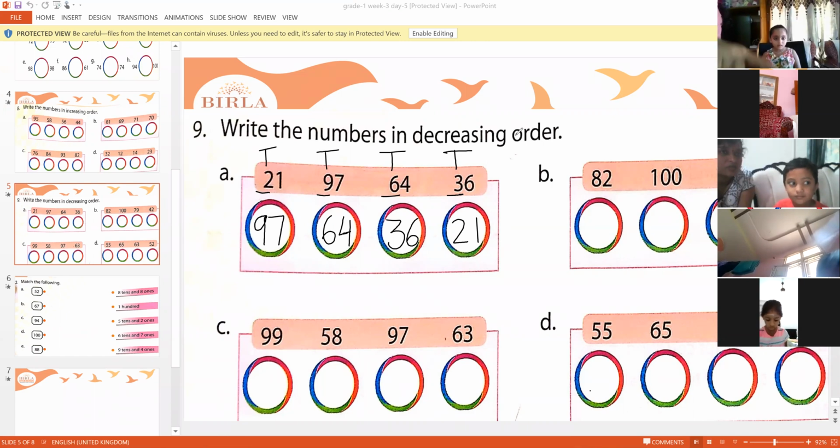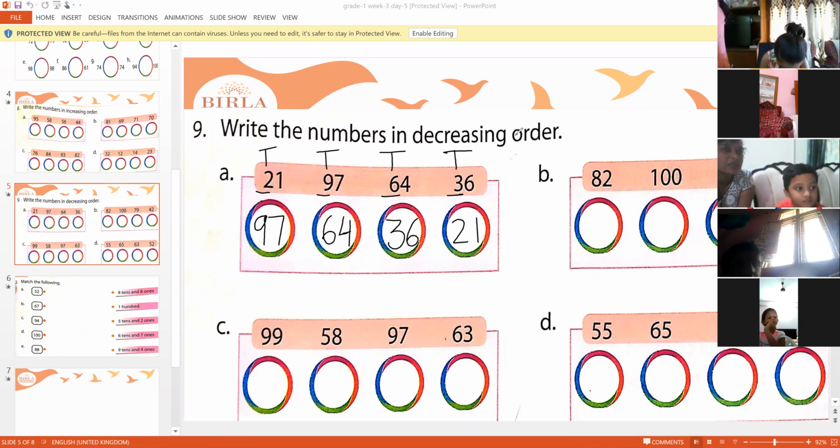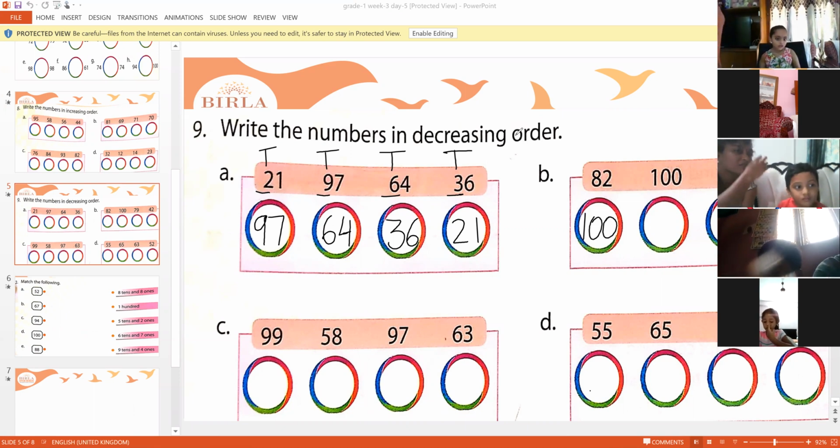Yes. So now the next one. Sudhamsh, you tell me the answer for bit number B. Bit B, Sudhamsh. 100 is the biggest number here. Very good, Sudhamsh. Then after 100, what shall I write? Tell me. 84. 82. Very good, Sudhamsh.